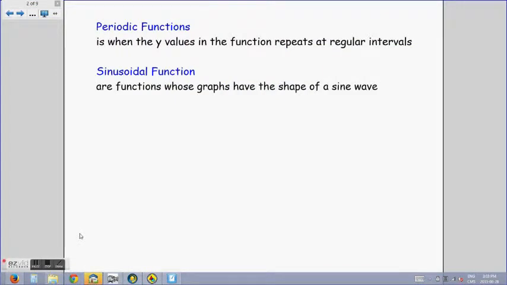Just as a reminder, a periodic function is when the y values in the function repeat at regular intervals. So we can predict the y values and when they will occur because they will repeat themselves. A sinusoidal function is a function whose graph has the same shape as a sine wave.